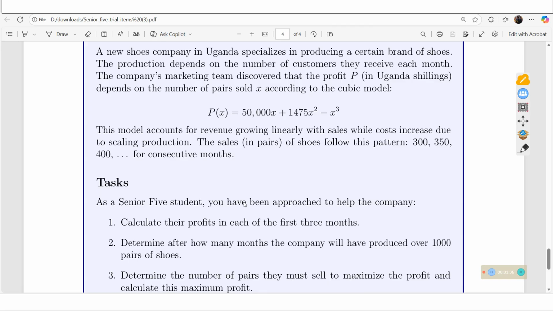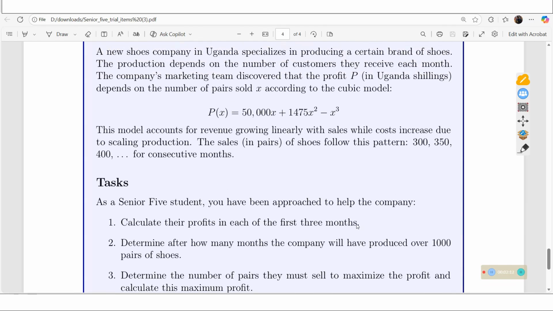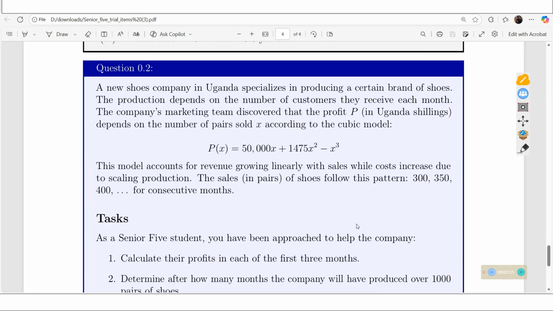We are given the task. As a senior 5 student, you have been approached to help the company. 1, calculate their profits in each of the first 3 months. 2, determine after how many months the company will have produced over 1,000 pairs of shoes. And 3, determine the number of pairs they must sell to maximize the profit and calculate this maximum profit. Then 4, using the series above, determine after how many months they will make this maximum profit. So that is basically the information that we are given on item number 2.